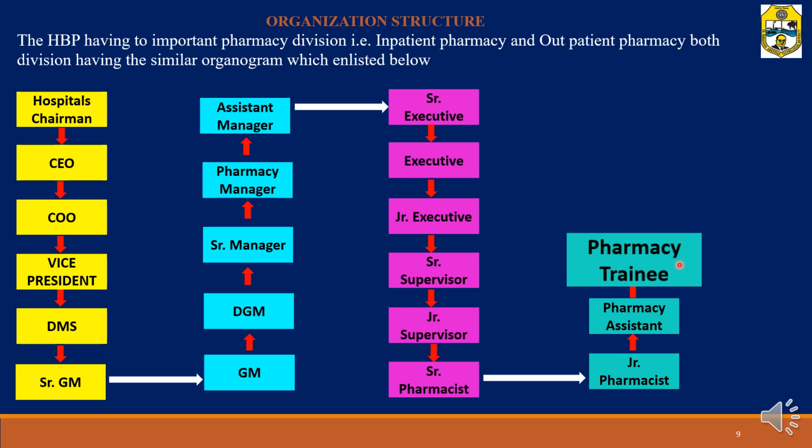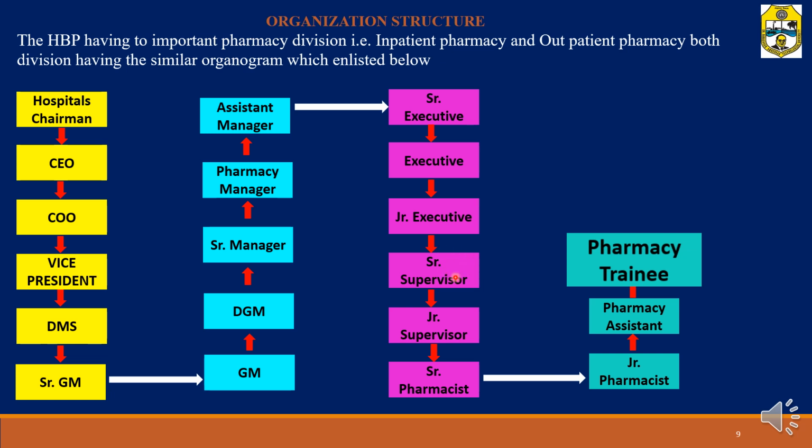Now after successful completion of the training period, the pharmacy trainee is deputed as a junior pharmacist. Then after the successful completion of a year, they will be upgraded as a senior pharmacist. Just above the senior pharmacist there is a junior supervisor. So the pharmacy assistant, junior pharmacist and senior pharmacist have their daily functional reporting to the junior supervisor. Now the functional reporting of a junior supervisor is to the senior supervisor.